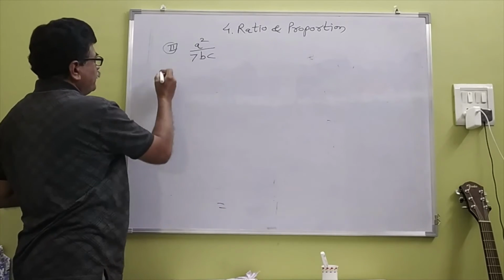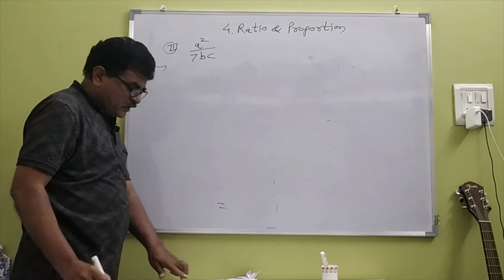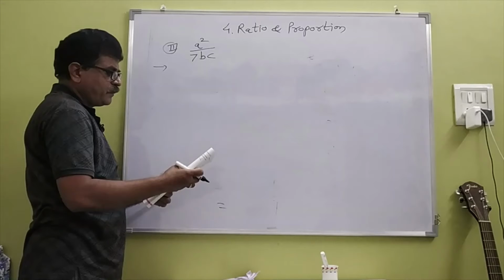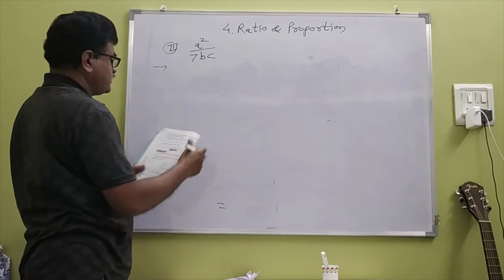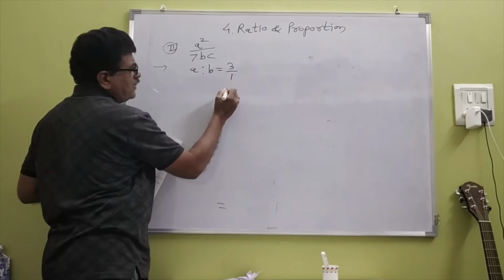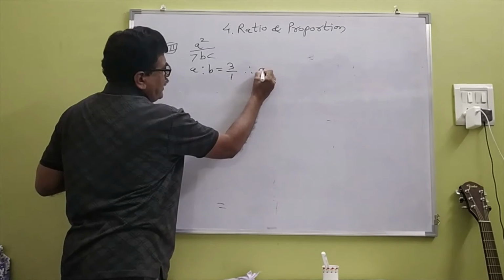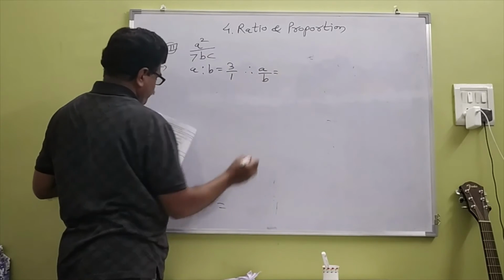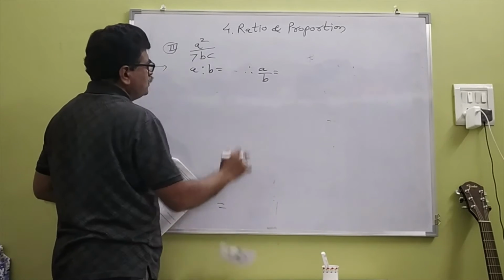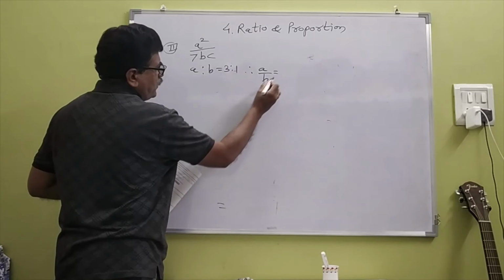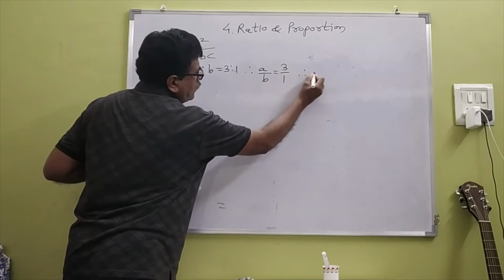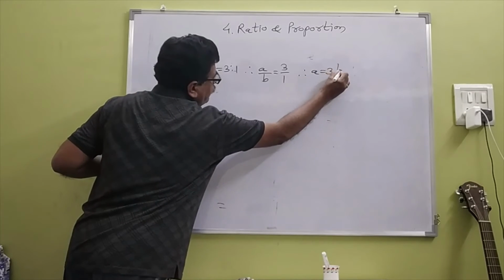Now here also we have given A is to B is 3 is to 1. Therefore A upon B is equal to 3 upon 1. Therefore, taking cross multiplication, A is equal to 3B.